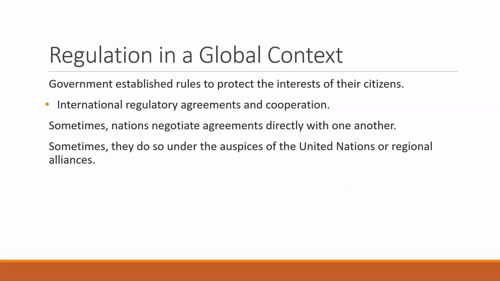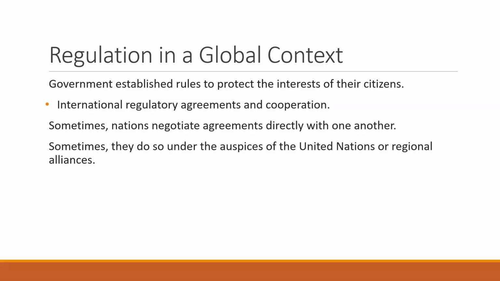So, regulation in a global context. Occasionally governments work together to establish rules that are universal among a variety of countries. So this is international regulatory agreements and cooperation. Occasionally they just negotiate among themselves, and sometimes they do under alliances or under agreements, such as using the United Nations to discuss mutual agreements.